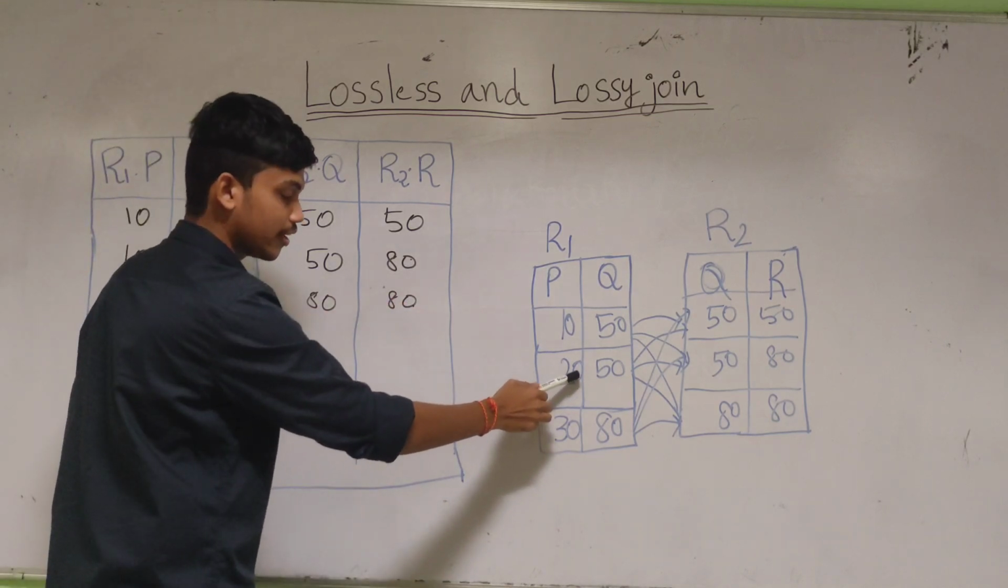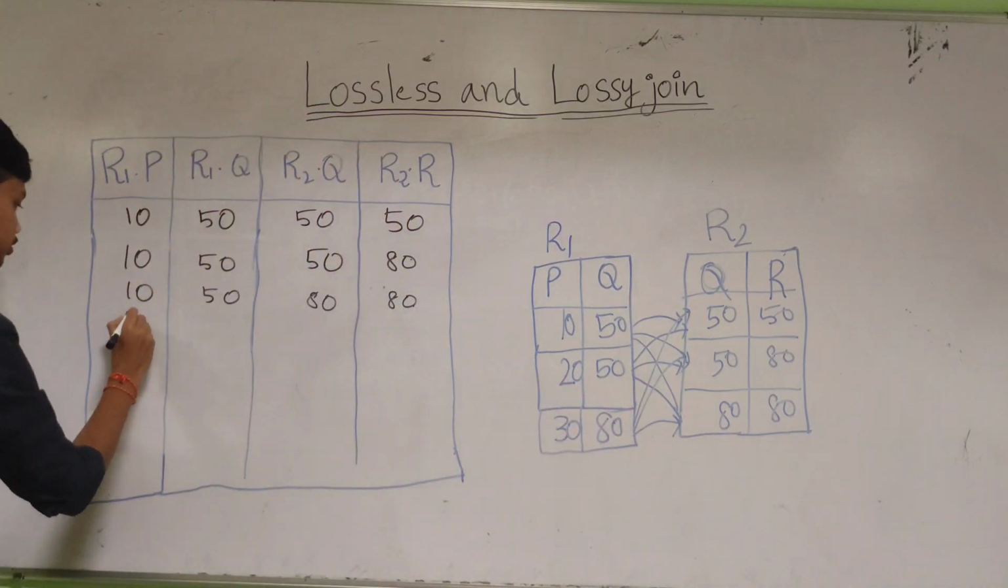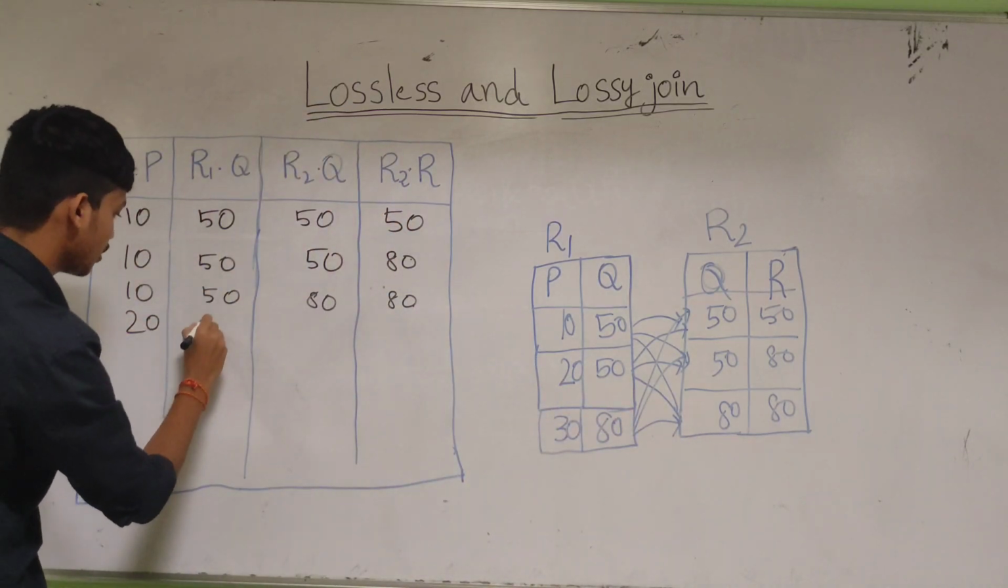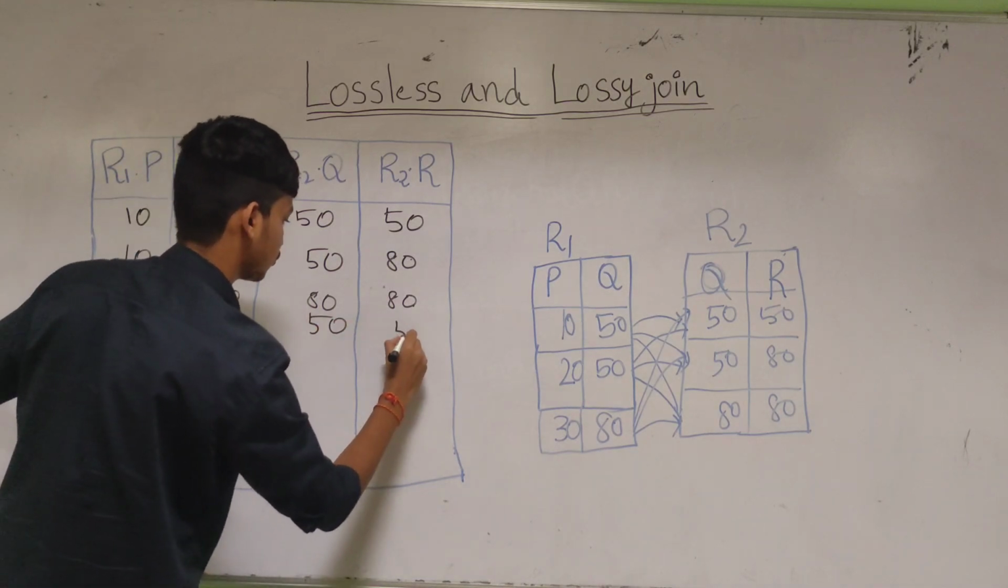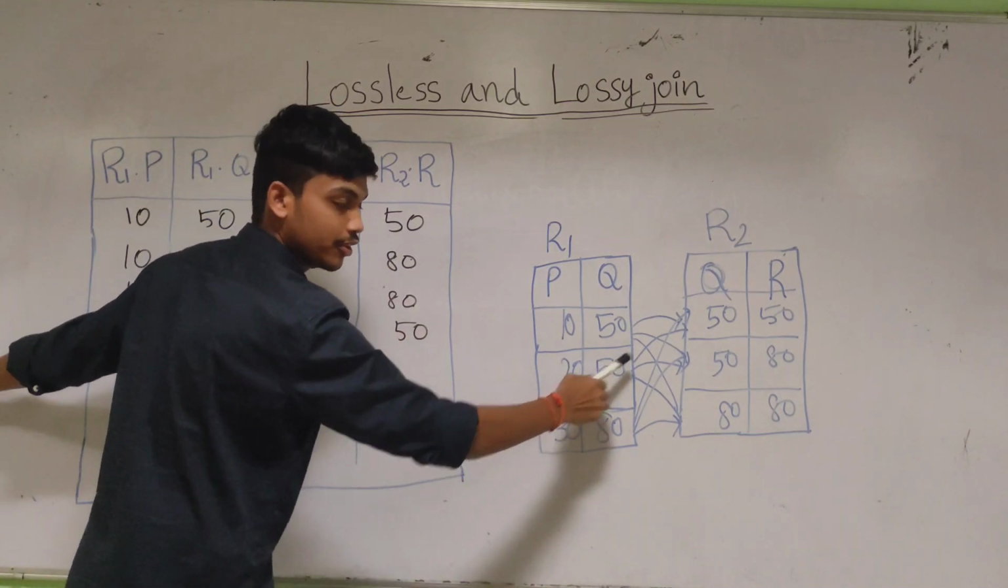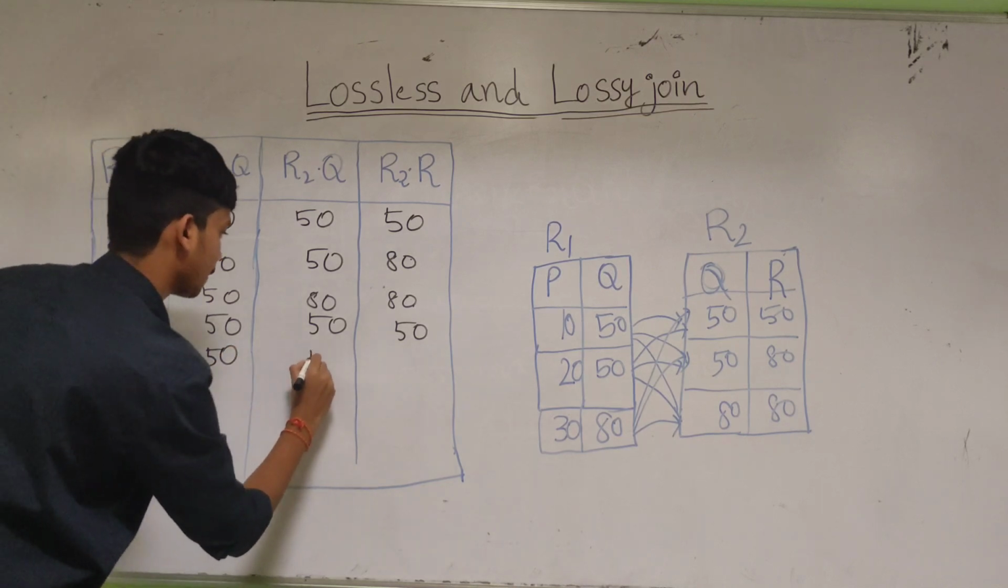The next row of R1 should be joined with these 3 rows, like that. This 20, 50 with 50, 50. This 20, 50 with 50, 80. Like that you do. I am writing it here.